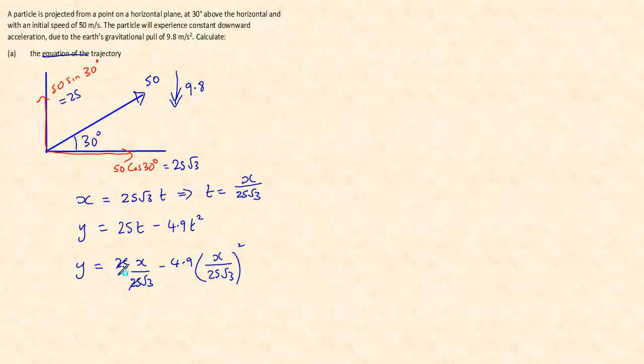So 25's cancel here, so y is going to be x over root 3, take away 4.9 x squared over 3 times 25 squared. 25 squared is 625. Multiply that by 3 is 1875.